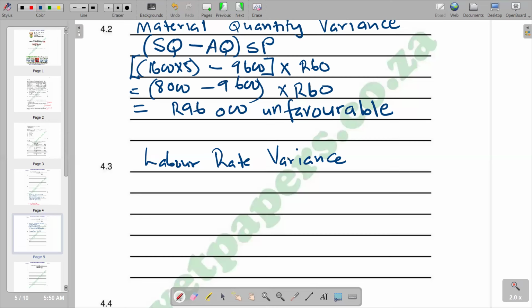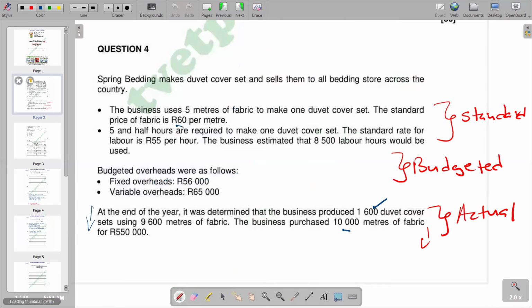So we have labor rate variance. The formula for calculating labor rate variance is: in brackets, standard rate minus actual rate, and then we multiply by actual time. For our standard rate, we go to the beginning of the question, and we see that the standard rate for labor is given as 55 rand.